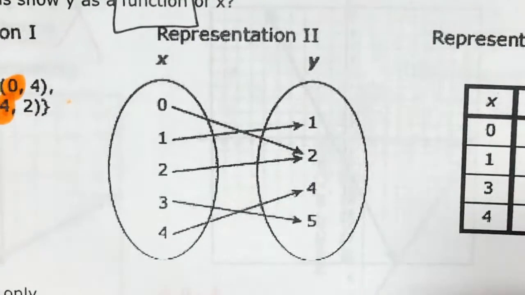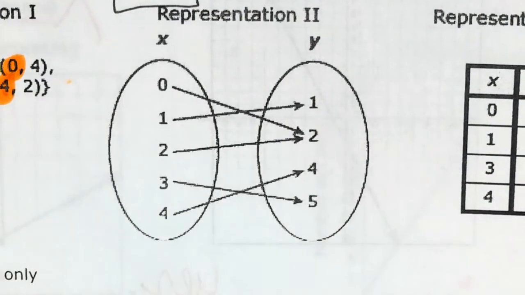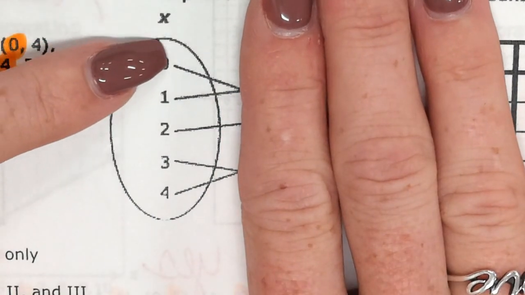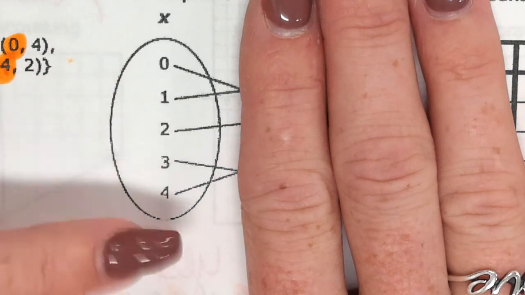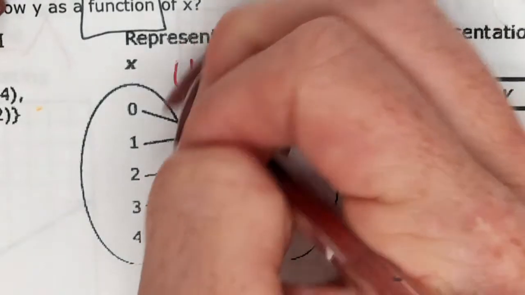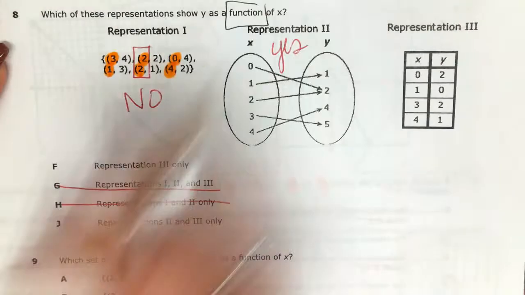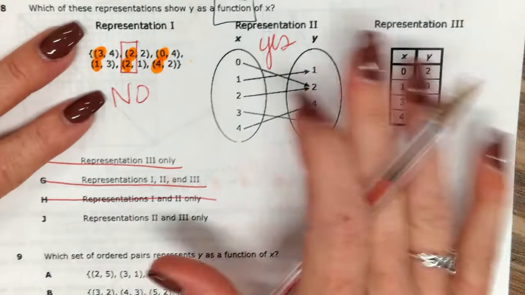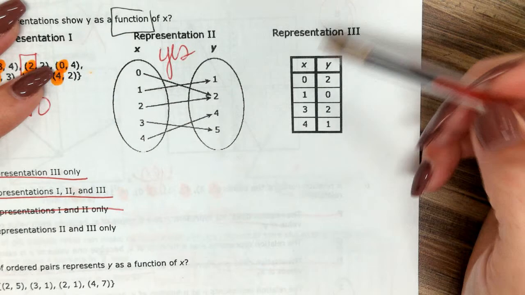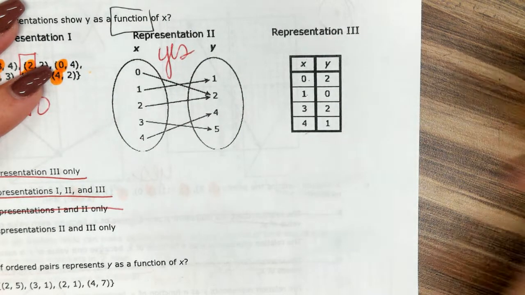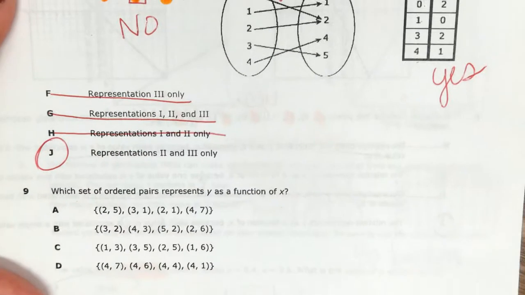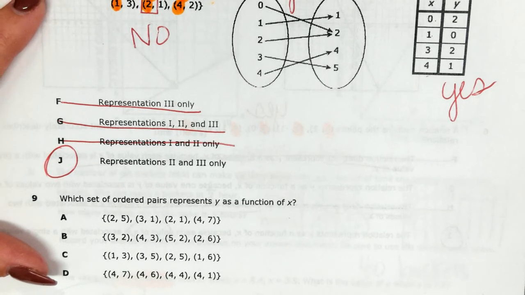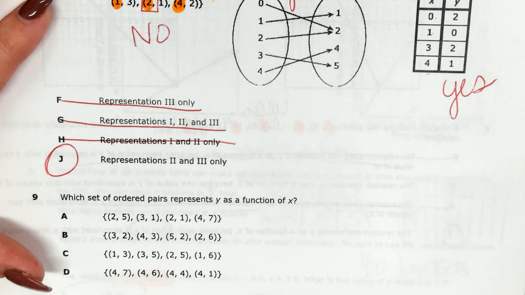All right, let's go to representation 2. What am I going to cover up? The y's. And I'm going to ask myself, does every x only have 1 line coming out? Yep. So was this a function? Yes. So what can I mark out? Because it says 3 is the only function. Well, my answer has to be J, but I'm going to go check it. So let's look at 3. 0, 1, 3, 4. Yes. So the answer was J. Representation 2 and 3 were functions.